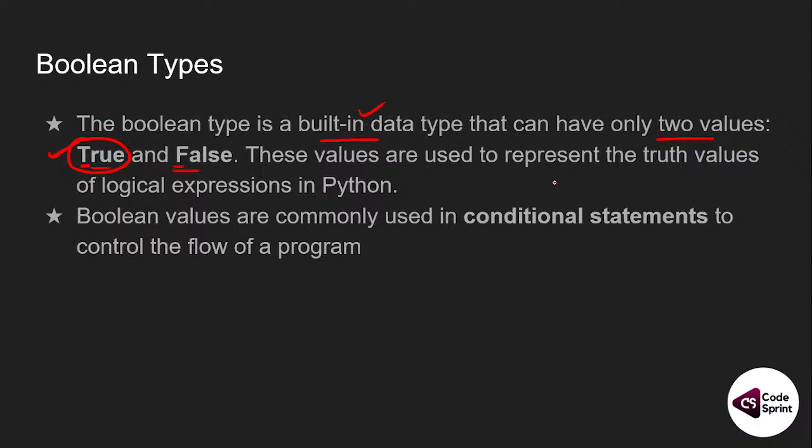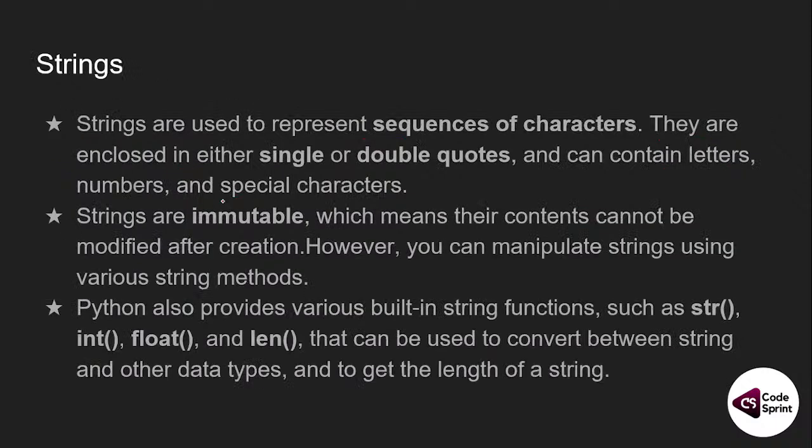It is used when we want to represent truth values, or any logical expression, because a logical expression will have the value in true or false format only. Bool values are commonly used in conditional statements, just like we have discussed in the previous slides, and they are used for the control of the flow of a program. Afterwards, string.